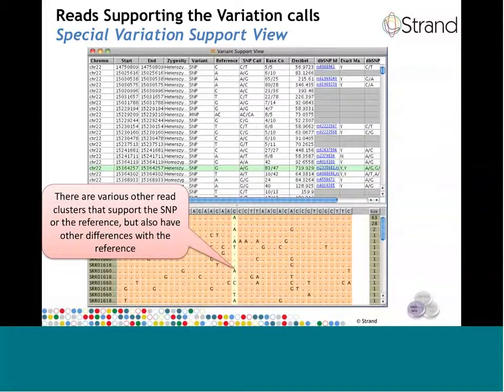And there are various reads that support the SNP or the reference, but have other differences with each other and the reference as well. The number at the right-hand side indicates that most of these clusters are what we call singletons, and most likely represent some sort of sequencing error, and not any sort of short-range haplotypes. But haplotypes could be detected with this view as well.